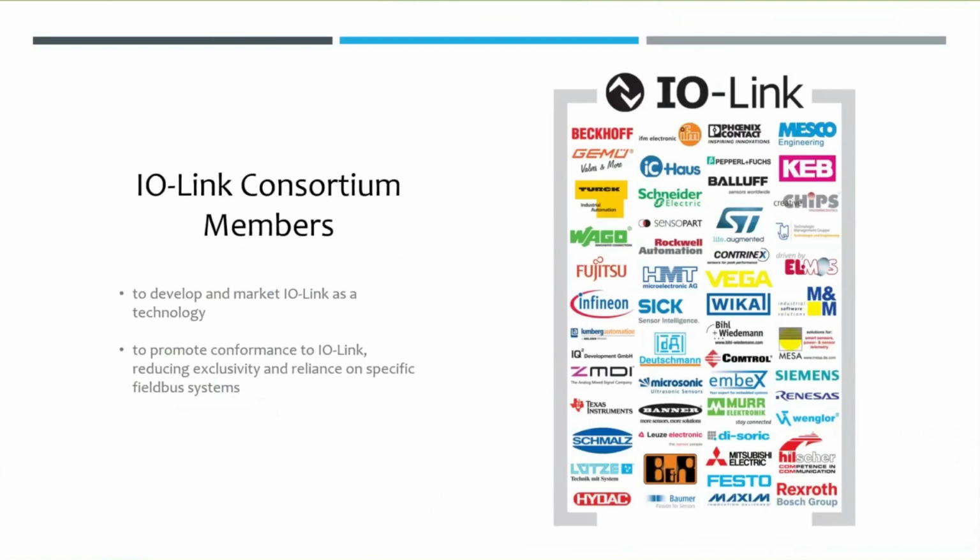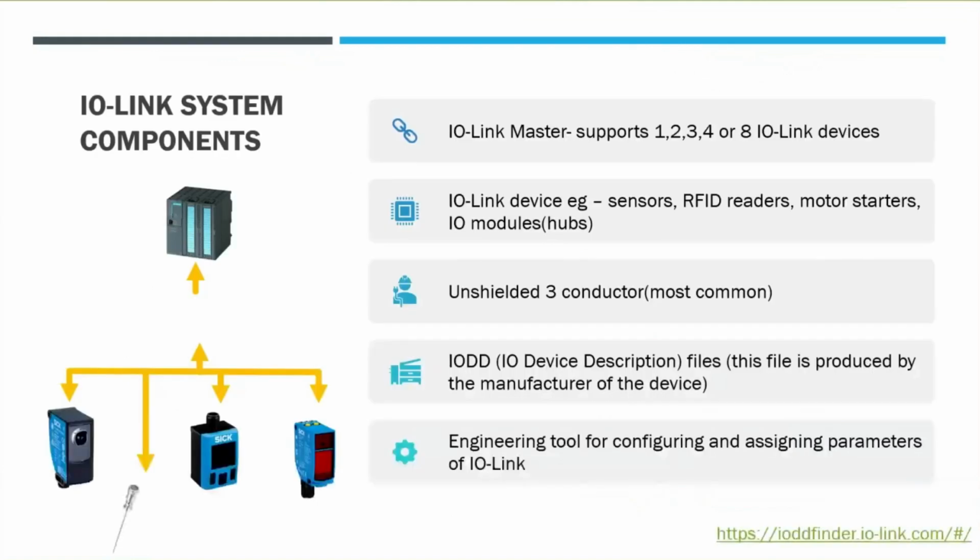Also, another important thing to understand is IO-Link is not a proprietary technology, which means that not one sensor or actuator manufacturer is taking all the decisions. It's made up of a consortium of members, which are always adding new members, and together they work on the capabilities and developing new technologies inside IO-Link. And as of May 6th, we have 280 members in this consortium.